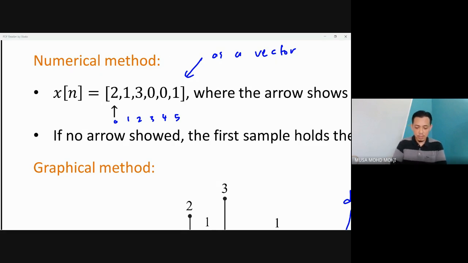So when it is in sequence, this is already fixed. When you see 2 and this arrow, you already know that this is at n equals 0. That value is at index 0. Because we start at 0, the sequence is 0, 1, 2, 3, 4, 5. So immediately you will know that the value 1 is positioned at index 5.